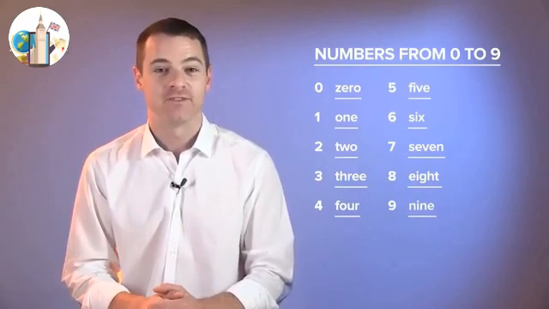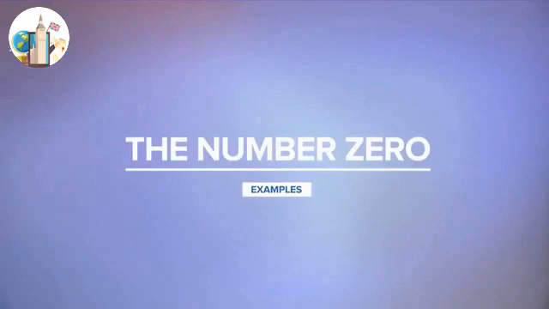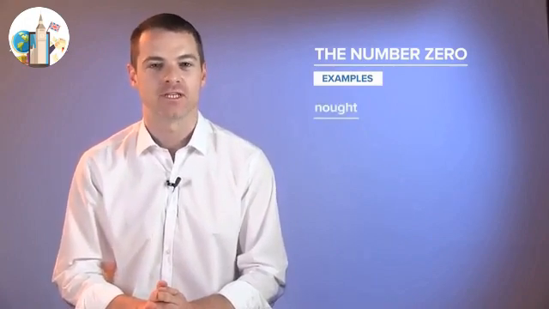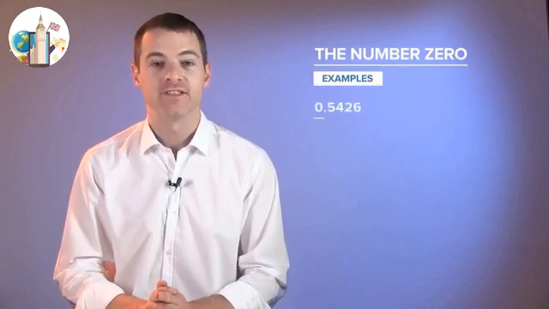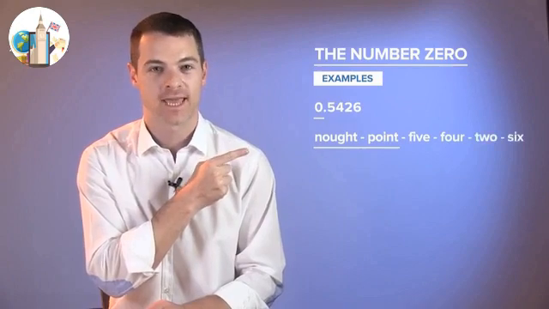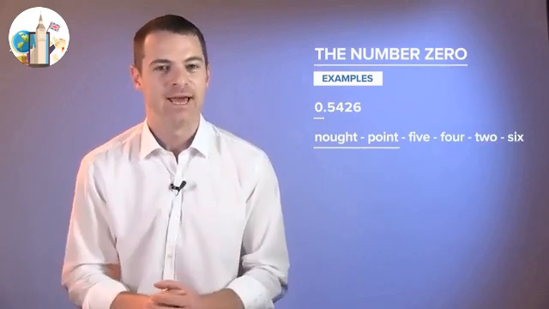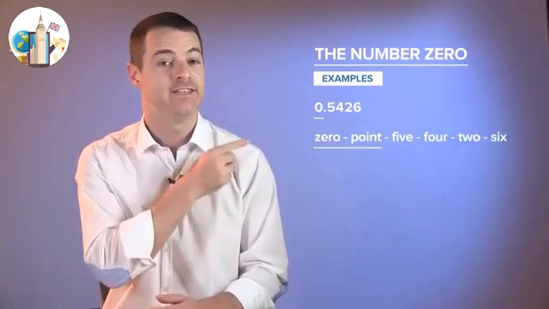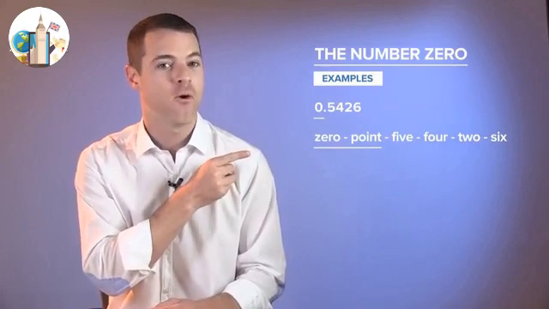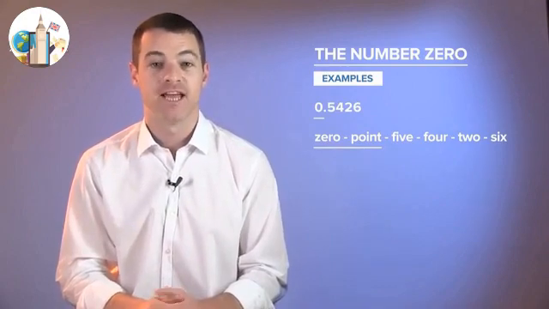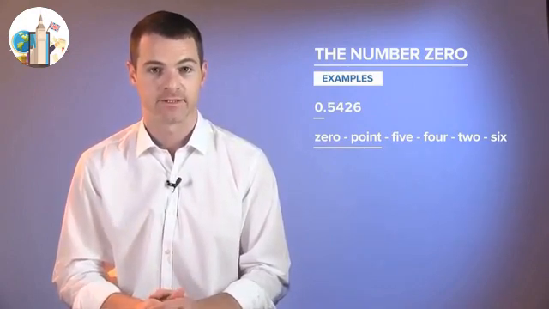There are many different ways of saying 0. Let's look at the number 0 in examples. Let's begin with decimals. In British English, we use the word naught instead of 0. So we say this number, 0.5426. However, in American English, we use the word zero. And we say 0.5426. Remember that we use full stops and not commas with decimals.